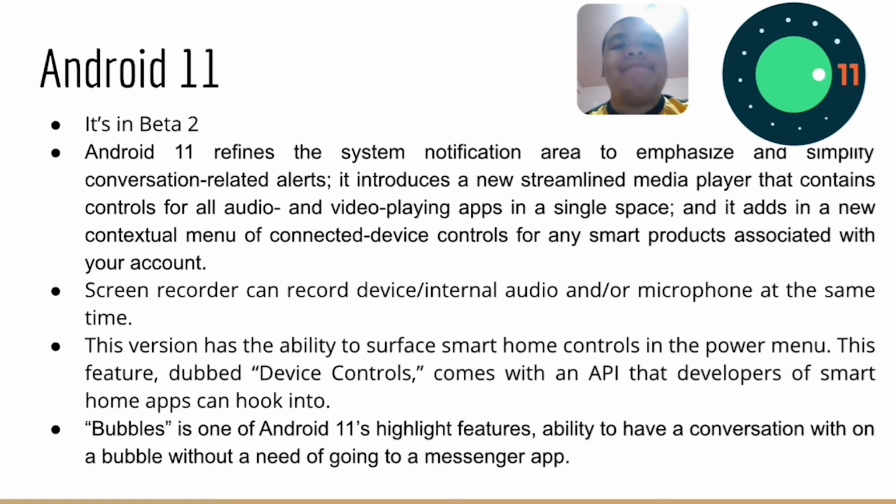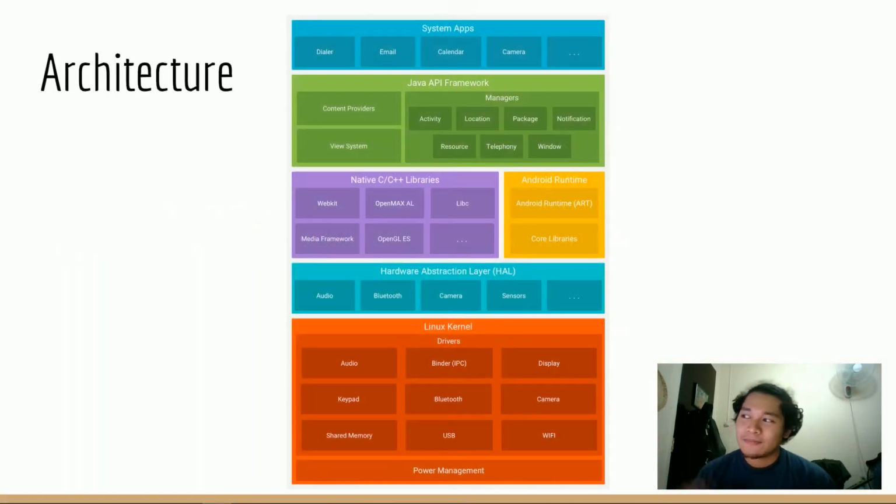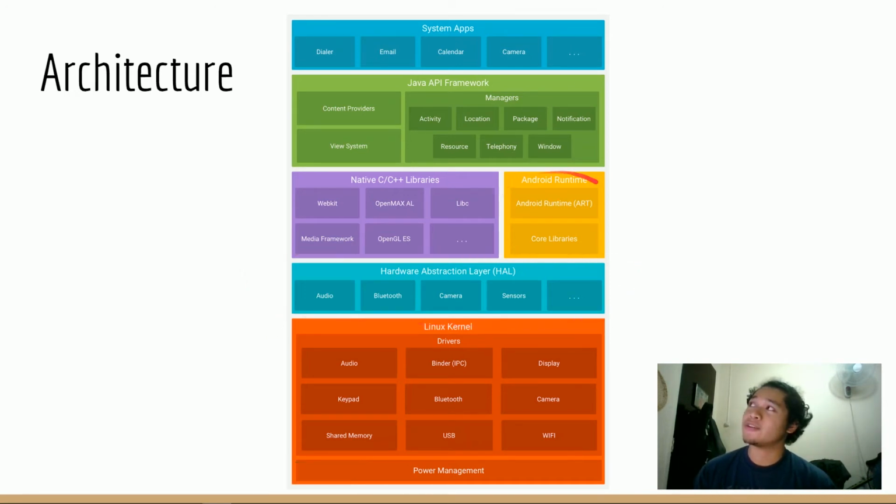Android architecture. So, those are the items that are going to be in Android architecture. Let's get started. This is the structure of the architecture. At the bottommost layer, there's the kernel, or the Linux kernel, the hardware abstraction layer, the Android runtime, the native C and C++ libraries, the Java API, then there's the system applications. So let's first discuss the kernel.